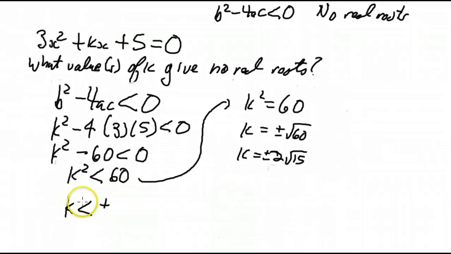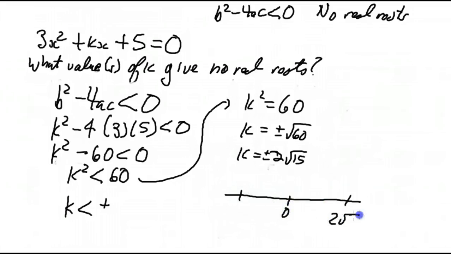We need k to be less than, we really need it to be in between those numbers, right? So, on a number line, here's 0, here's 2 root 15, and here's negative 2 root 15. And as long as my k values are in here, then my k squared values will be less than 60.